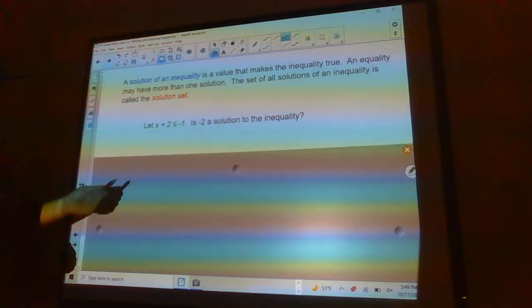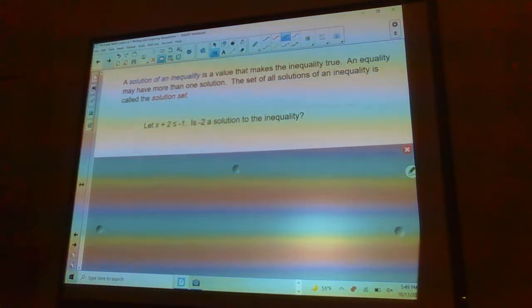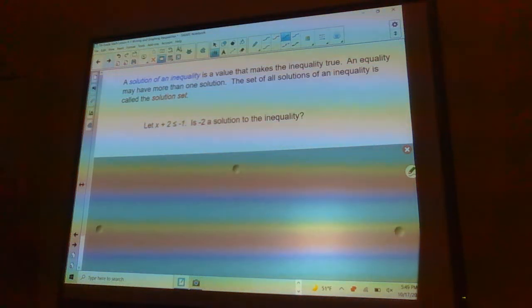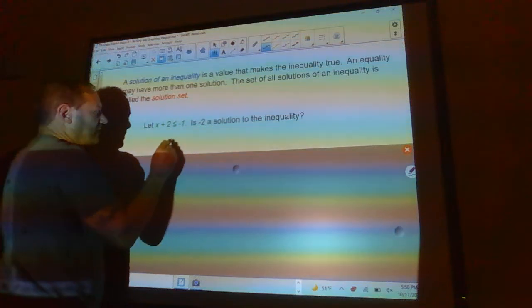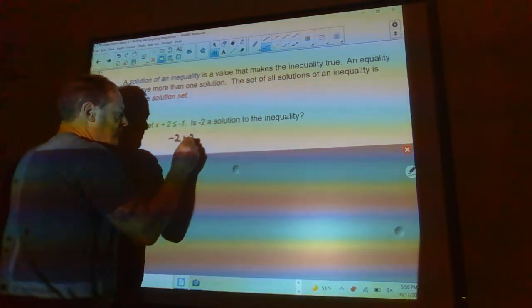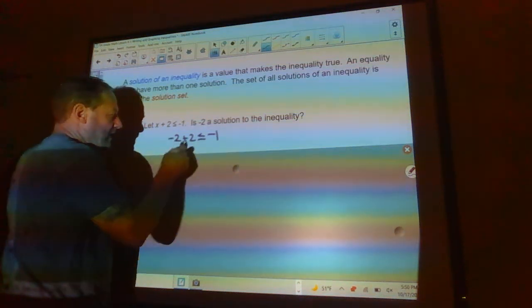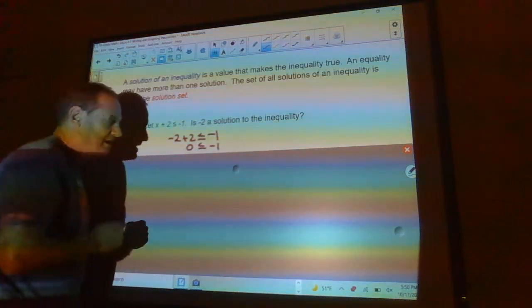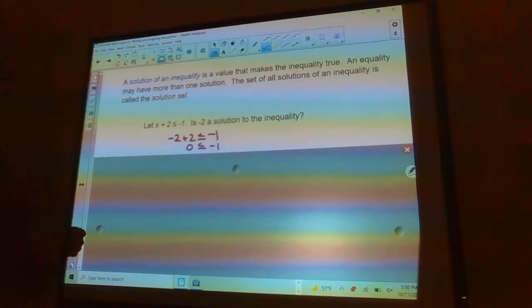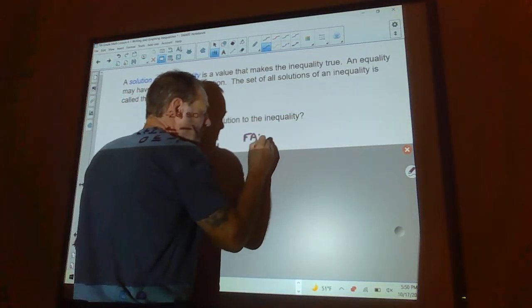So let x plus 2 be less than or equal to negative 1. Is negative 2 a solution to the inequality? We can find that out by plugging negative 2 in here. Negative 2 plus 2 should be less than or equal to negative 1. And this becomes 0 is less than or equal to negative 1. Now that's not true. 0 is more than negative 1. So this is a false statement.